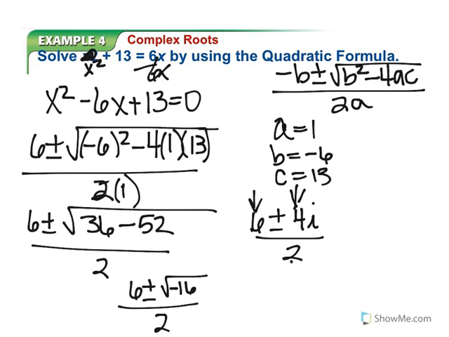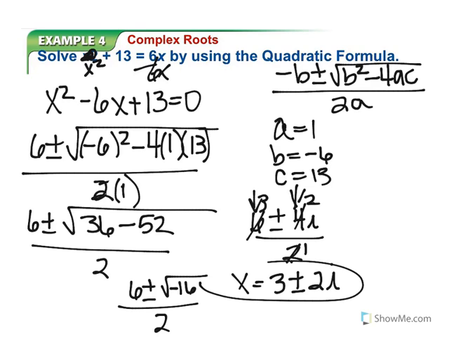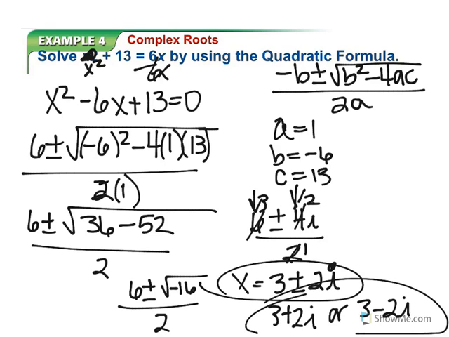So we take 6 divided by 2, and that gives you a 3. 4 divided by 2 is 2. And then, of course, 2 divided by 2 is 1, so you don't have to write that. So this is 3, this is 2, and this actually becomes our answer. X equals 3 plus or minus 2i. You can rewrite this as 3 plus 2i or 3 minus 2i. That will be the correct answer as well.